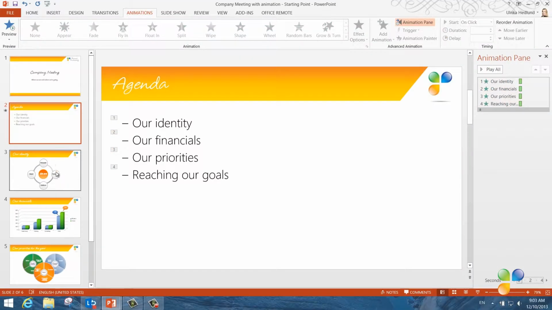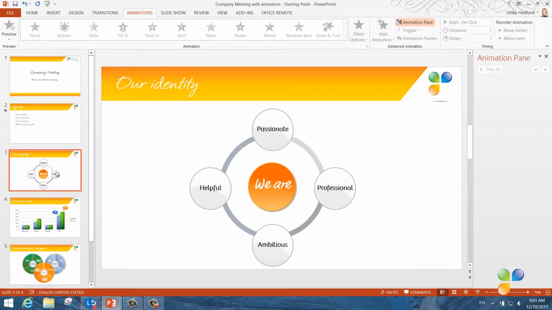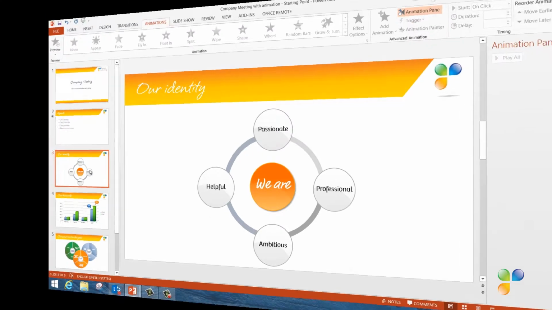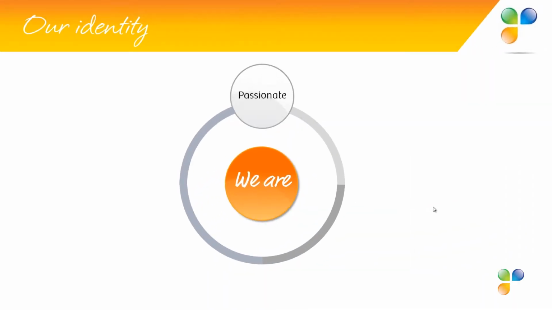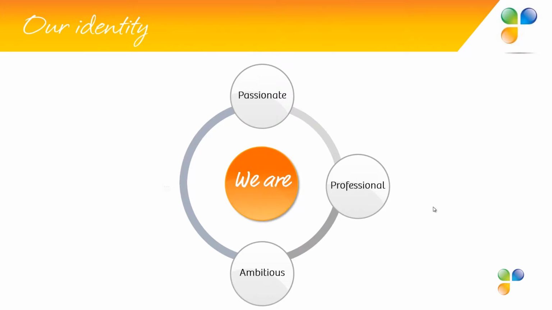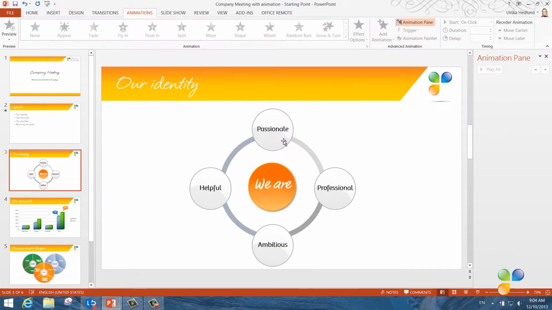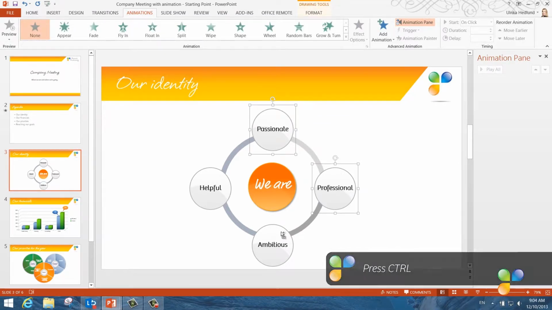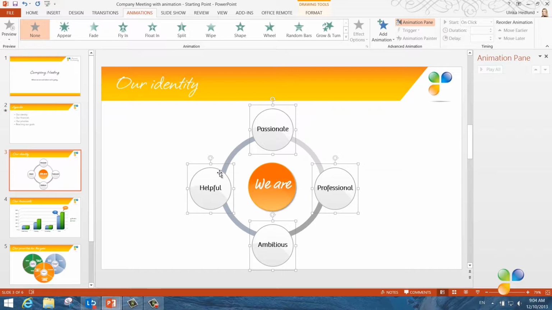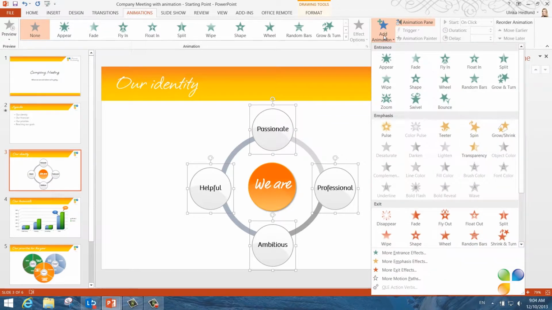On the second slide, we have our company identity with our values. I want each circle containing a value to appear as I mention them. To apply animation, I'll mark the circles while holding down Control on my keyboard. Make sure to mark the objects in the order you want them to appear on your slide. I'll click Add Animation, and here I'll select the Zoom animation.